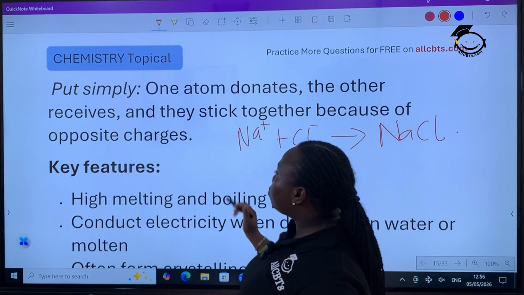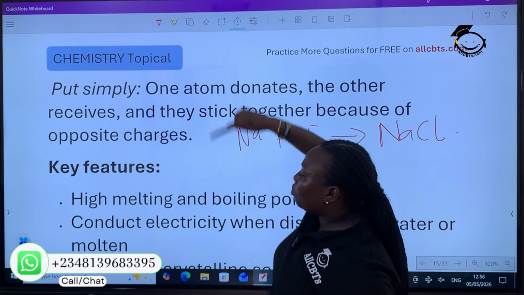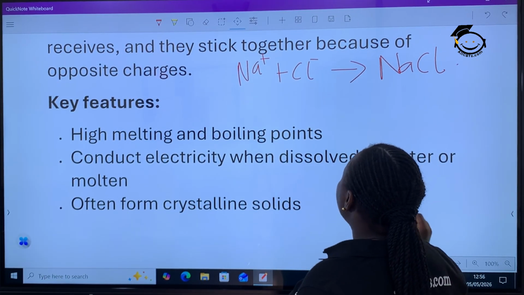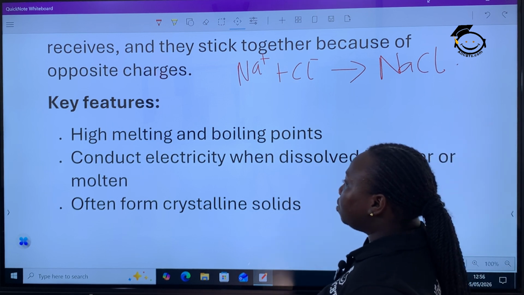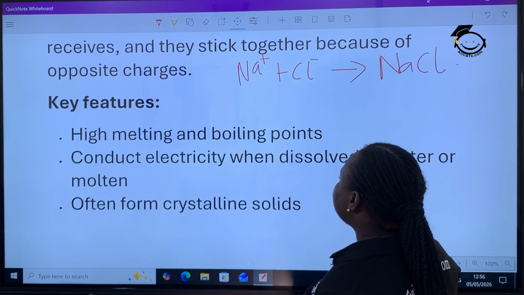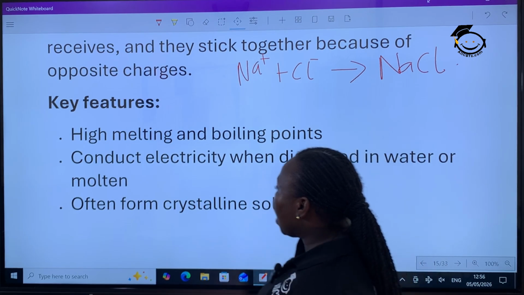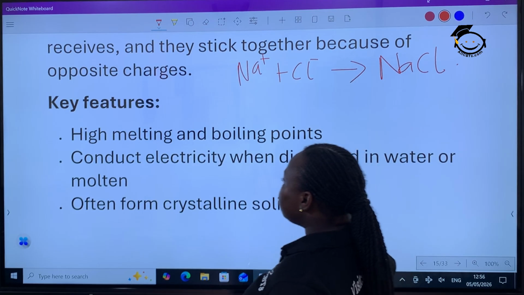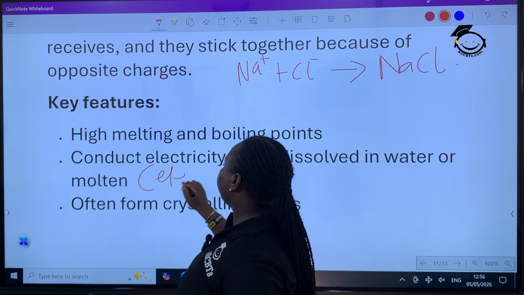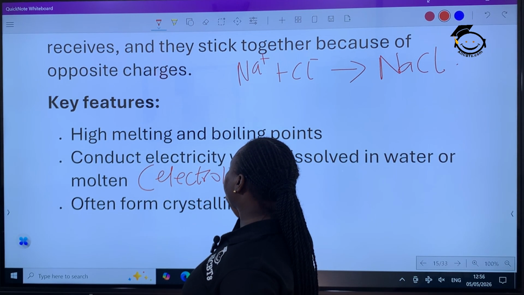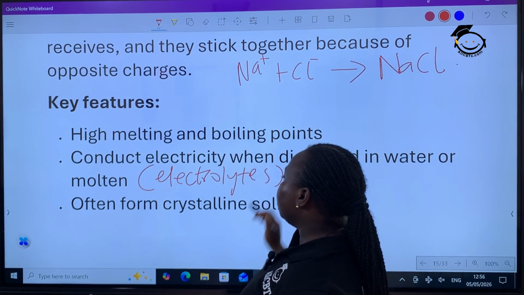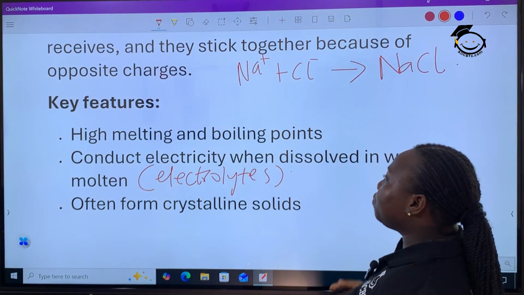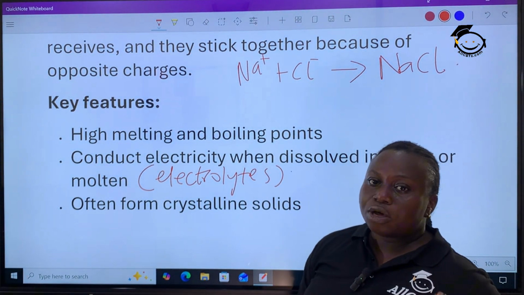Now, what are the key features of this ionic bonding? Number one, they have high melting and boiling points, and conduct electricity when dissolved in water or molten. That means they can act as electrolytes. Why? Because electrolytes conduct electricity in molten states. They often form crystalline solids. These are some key features of ionic compounds.